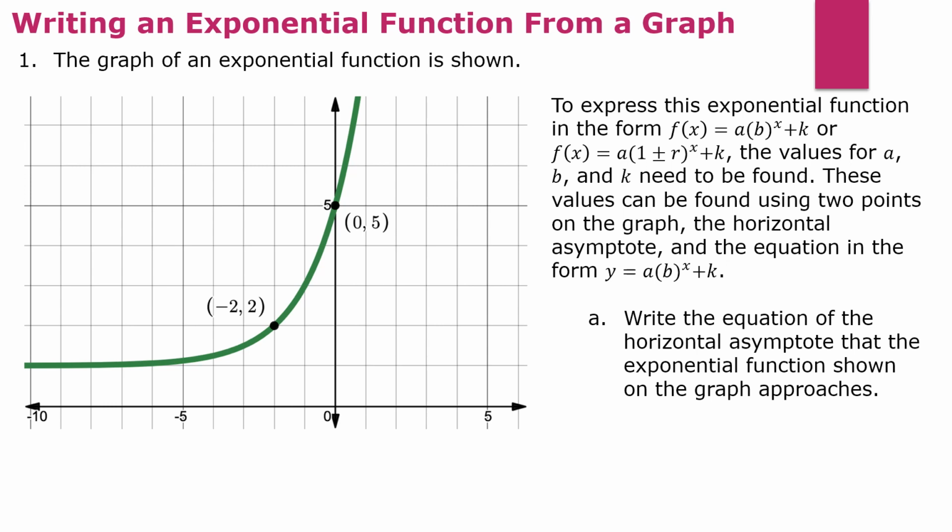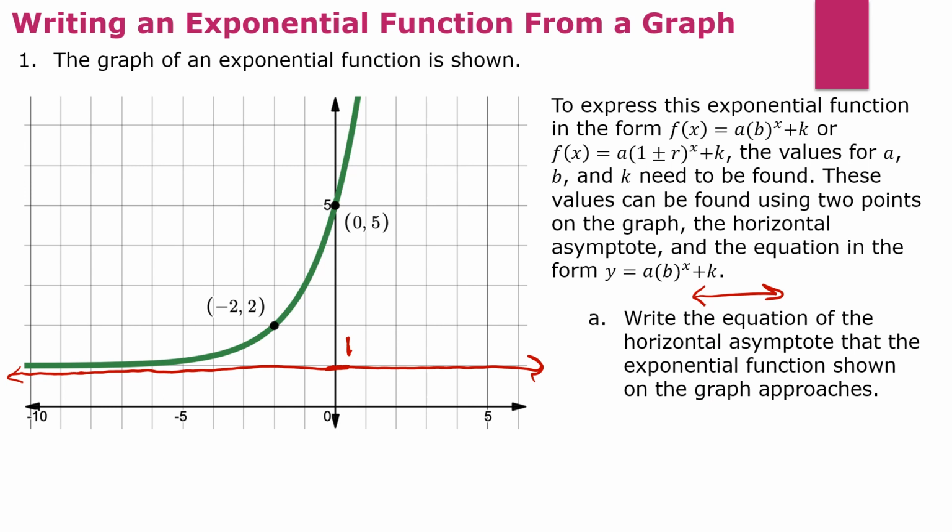All right, so for part A on this one, we're writing the equation of the horizontal asymptote that the exponential function shown on the graph approaches. So horizontal, right, that's a line that is straight like this. If we're looking at our graph, you notice that over here it levels off on the end. So all of our exponential functions will approach what's called a horizontal asymptote. Asymptote is just a fancy word for a line that it'll approach, but it never actually touches. So for this one, it looks like this horizontal asymptote is at 1.